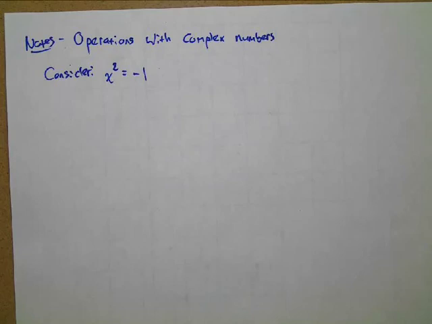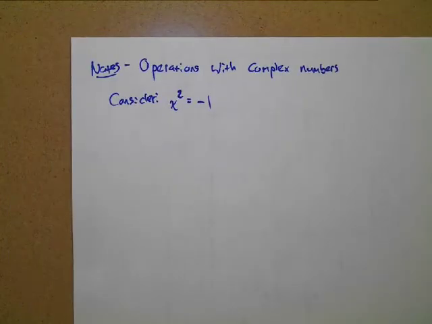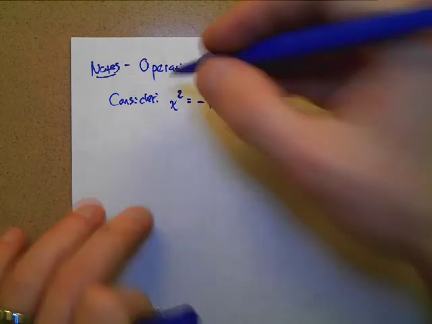To kick off complex numbers, let's consider the quadratic equation x squared equals -1. Okay? Using what we've been talking about, how do you solve an equation like this? What should we do to both sides? Square root, right? You have x squared, you want to square root both sides.